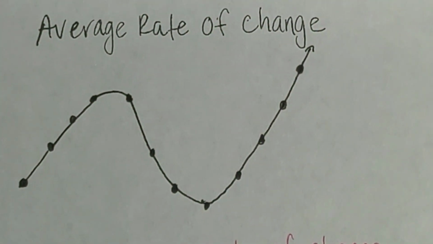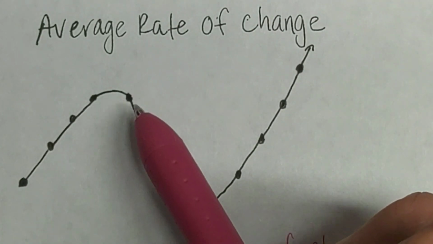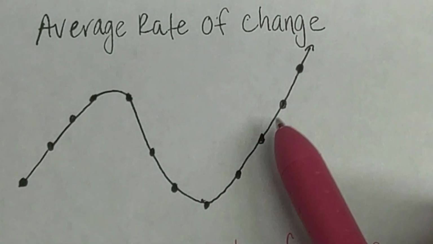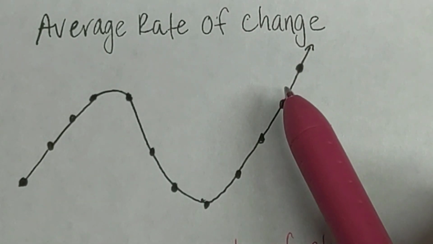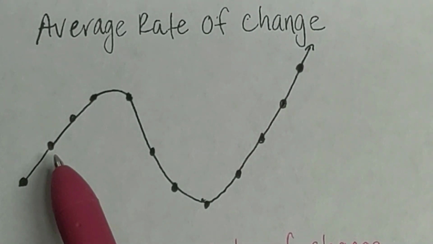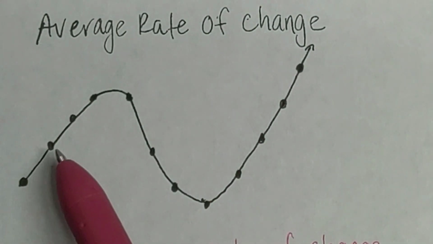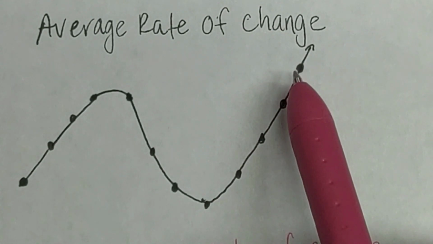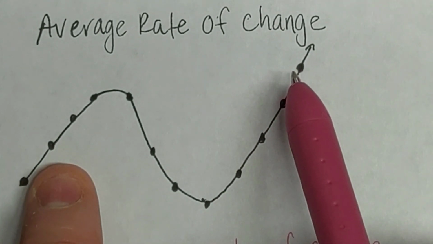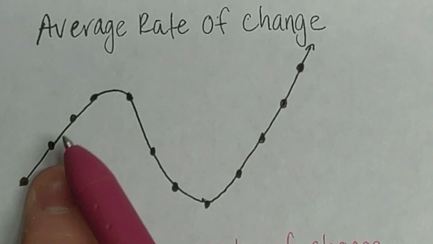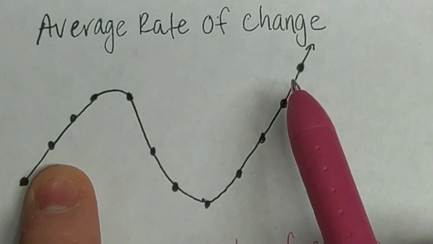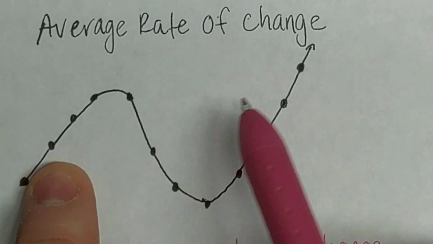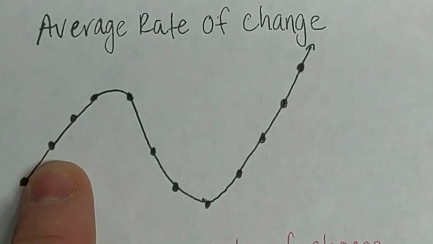So if I had this graph here, I can see that it goes up and back down and then back up. So if I wanted to figure out the average change, say, between this point and this point, I only care that it went up from where I started to where I ended. I don't care that it went up and then back down and then back up. I just care that it overall went up.